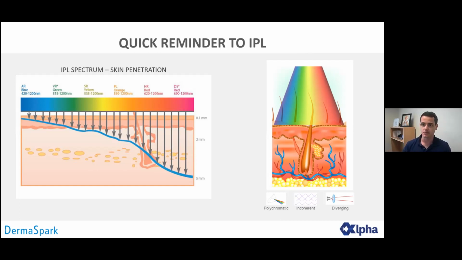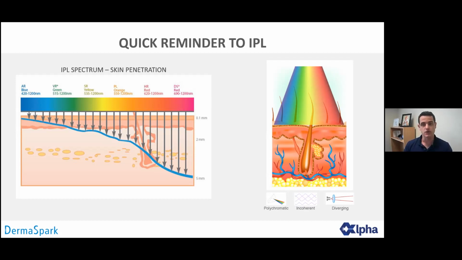Now, two other important distinctions between IPL and laser are that IPL is incoherent, which means that the waves of the light travel in different frequencies and different waveforms, and they are also diverging, which means that they travel apart from each other, as opposed to a laser where the beam is more collimated and the rays travel parallel to each other. So these are the three main optical differences between IPL and laser.